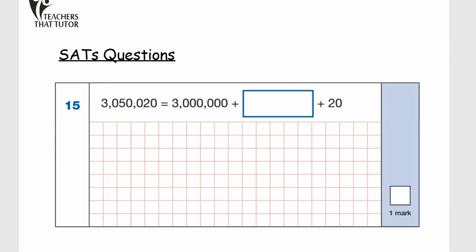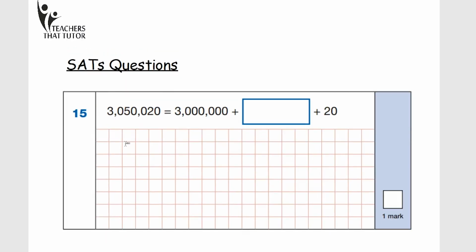And finally, working our way up to millions here. This is also another old SATs question. We've got 3,050,020. So the children would have to be able to read that number, working it out by what digits fall in what columns, and then work out what the missing part is.